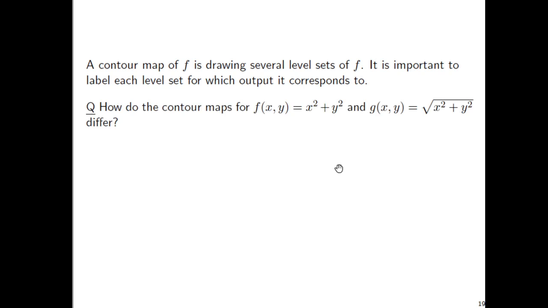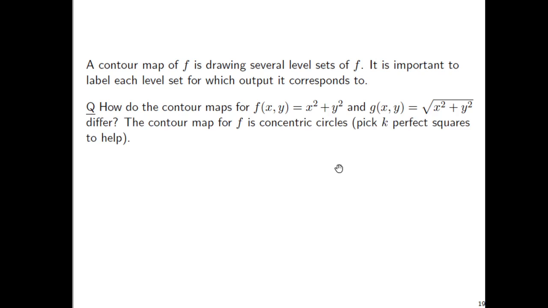So, question: how do the contour maps for f of x comma y equals x squared plus y squared and g of x comma y equals root x squared plus y squared differ? Notice that the contour map for f is concentric circles. Pick k to be a perfect square to see, right? Like if you pick k to be 25, you've got 25 equals x squared plus y squared, and isn't that a circle of radius 5?